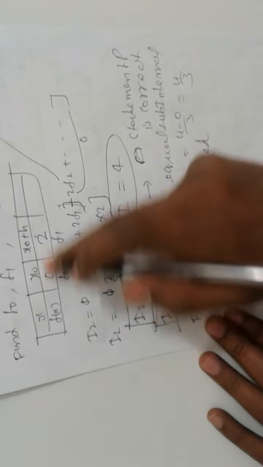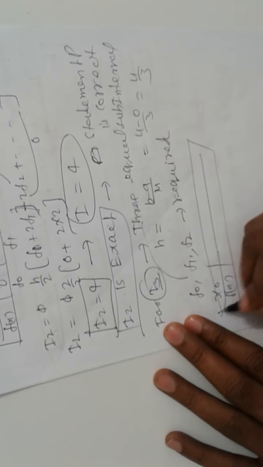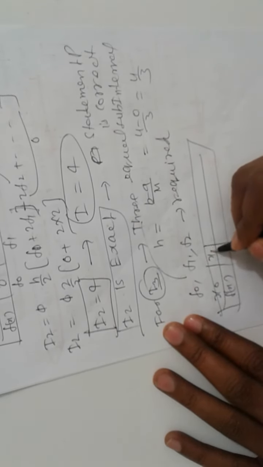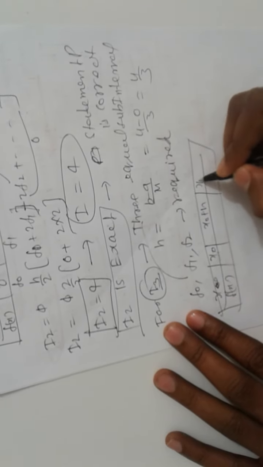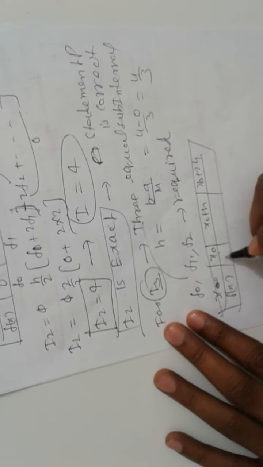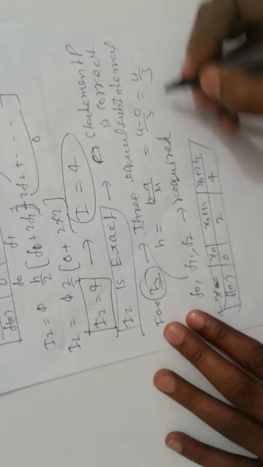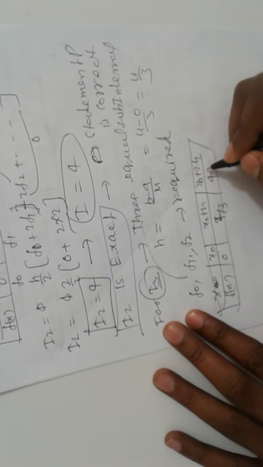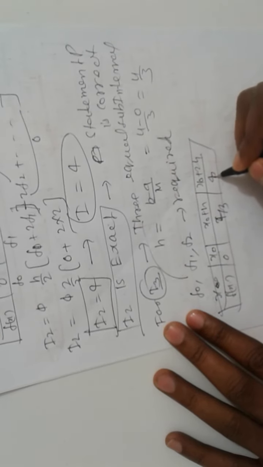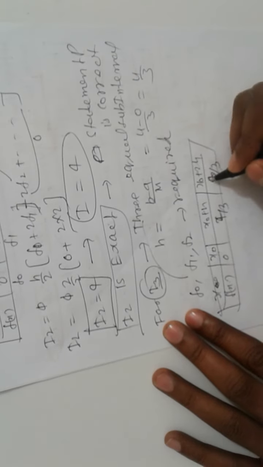So again prepare the table: x0, f of x. Here x0, x0 plus h and x0 plus 2h. So that is 0, here 2 and here 4. h is 4 by 3, so that is 4 by 3, and 2h is 8 by 3.